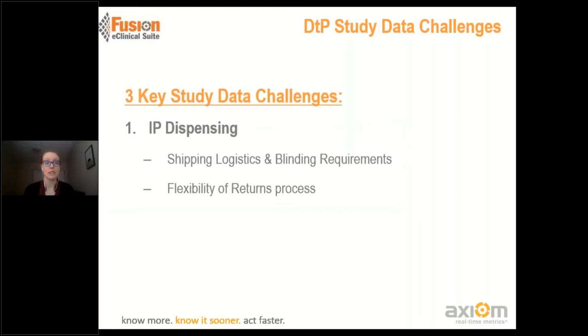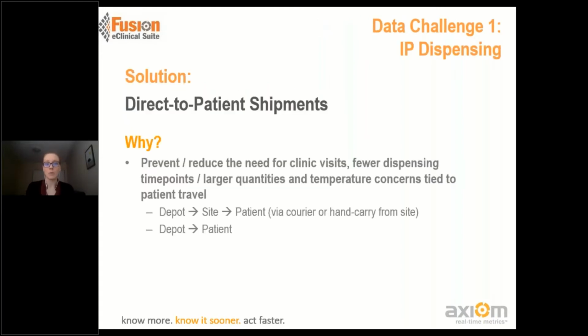So starting with IP dispensing. How are we getting the drug or investigative product to the subject? So of course there's logistics, there's also blinding requirements because we're talking about patient identifying information or PHI. While we need to get the inventory to the subject, we also need to get it back as part of that full accountability. So how do we do that?